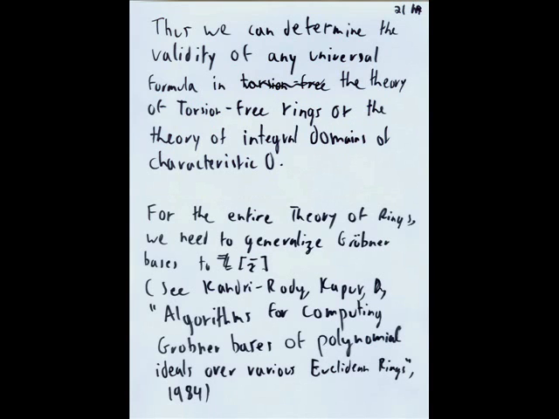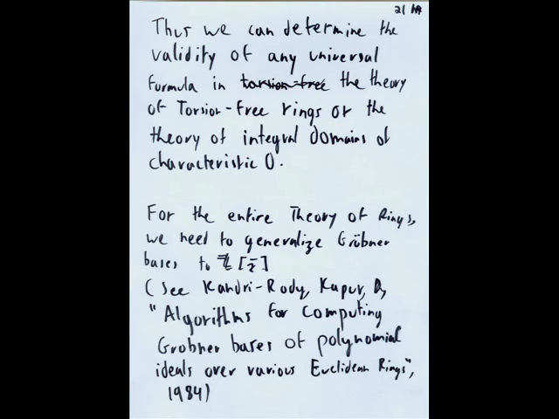because of Id_Q, by the previous theorems, we can determine the validity of any universal formula in the theory of torsion-free rings, or the theory of integral domains of characteristic 0. And the reason why we can't do it for just rings right now is because the equivalence we showed was with ideal membership of Id_F in the ring Z, which is not the ring Q.